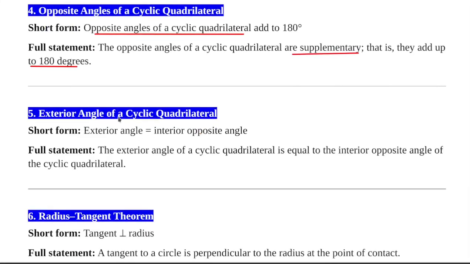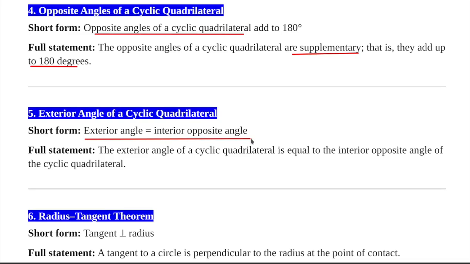Next, exterior angle of a cyclic quadrilateral. The exterior angle of a cyclic quadrilateral is equal to the interior opposite angle of the cyclic quadrilateral. And then its short form, it's just that, an obvious one: exterior angle equals interior opposite angle.